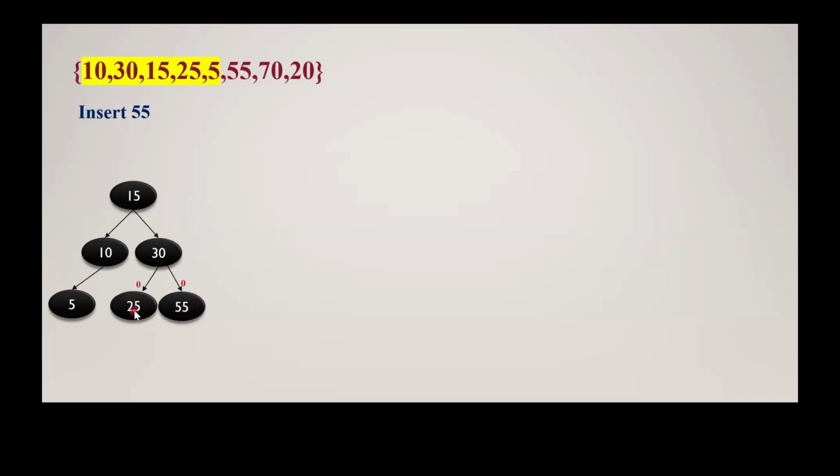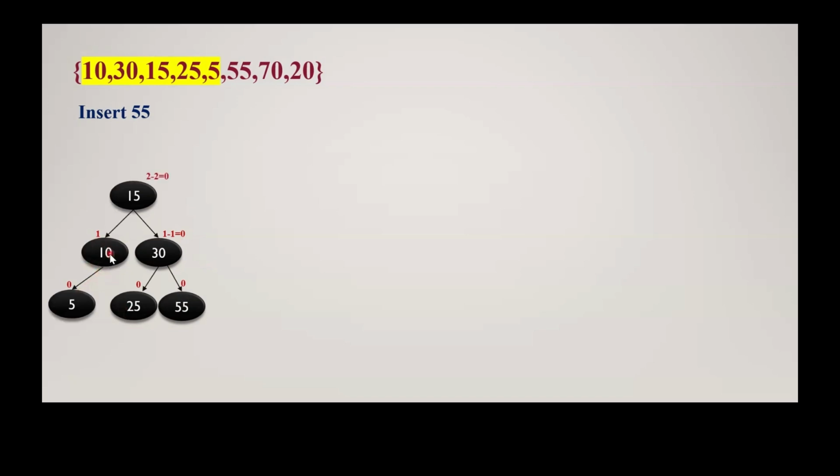This is also leaf node, balance factor 0. This is also a leaf node, it is 0. Then what happened? For 30, it is height of left subtree minus height of right subtree: 1 minus 1, this is 0. Then for the next node, we have to calculate. For 10, it is height of left subtree minus height of right subtree, 1 minus 0.